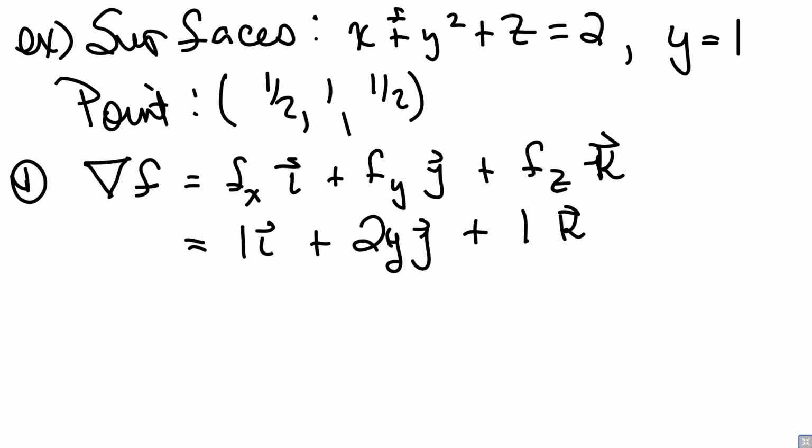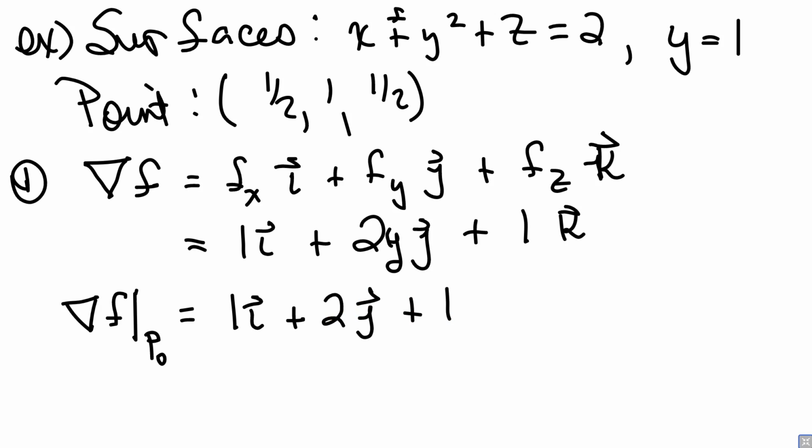Now, once we found the gradient, we're going to evaluate the gradient at the given point. So if we evaluate the gradient at the given point, we're going to end up with 1 in the i direction plus 2 in the j direction plus 1 in the k direction. Any questions there?